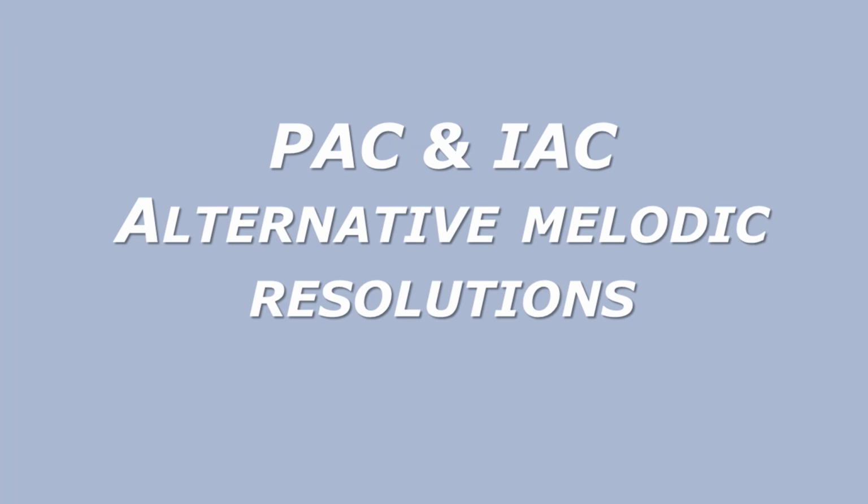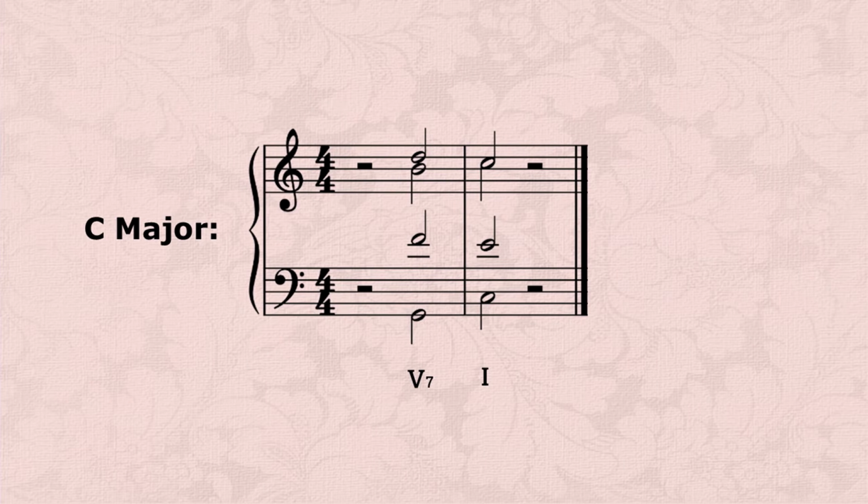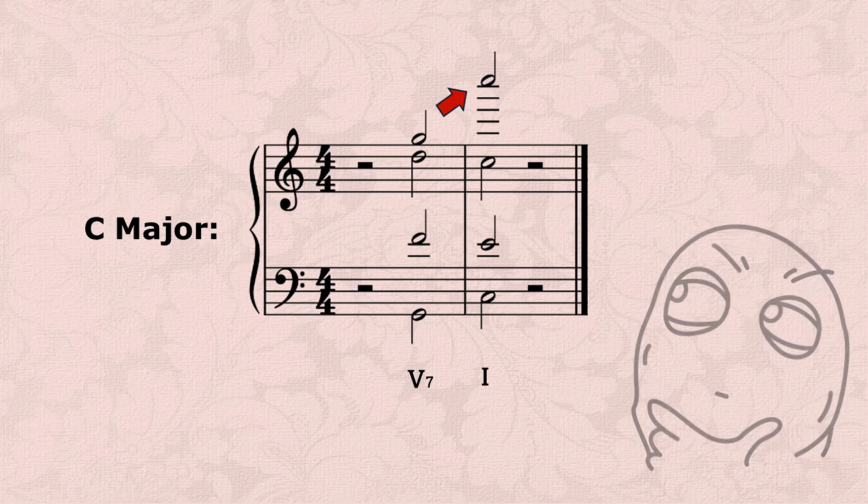Alternative melodic resolutions. So far, we've talked about the importance of the voice leading with regards to bass and top line motion in perfect and imperfect authentic cadences. But at this point you may be asking yourself, what if the melodic line isn't resolved in a normative fashion? Is it still an authentic cadence or not?